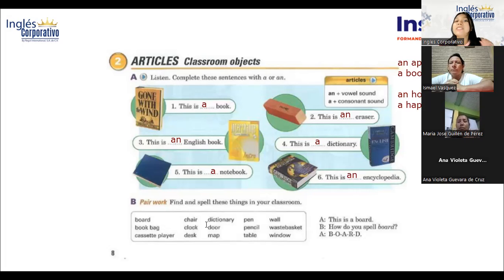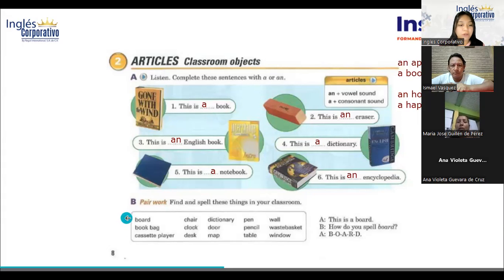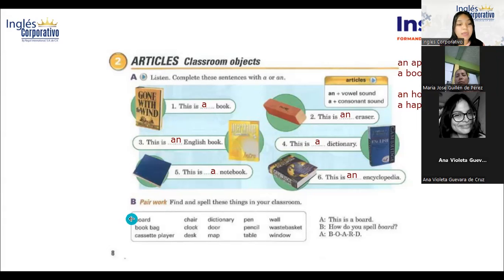All right, guys. So now, let's see. We are going to practice spelling, okay? Vamos a practicar spelling, yeah? So, guys, how do you spell board? B-O-A-R-D. Excellent. How do you spell book bag?